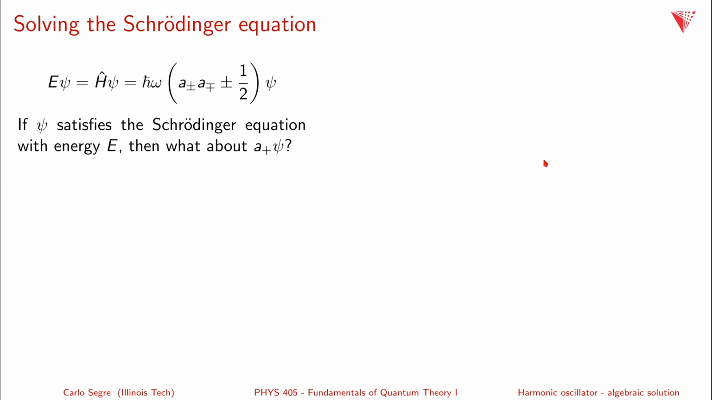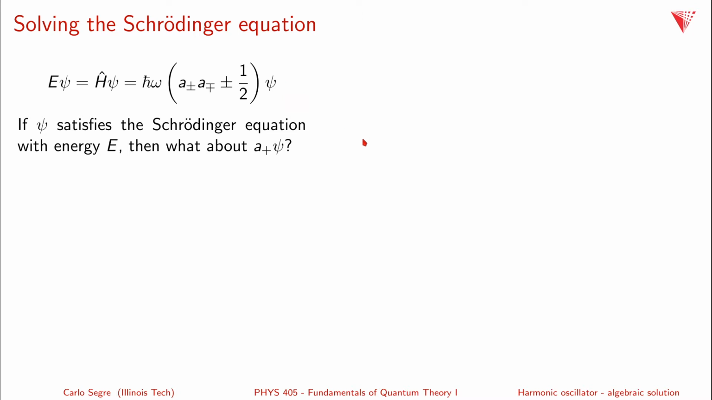So we start by wanting to solve the Schrodinger equation. Remember, from the last video, we have the Schrodinger equation, which is the Hamiltonian applied to psi, which is equal to E psi, for the time-independent Hamiltonian, is equal to h bar omega, and then the two ladder operators, a plus minus, a minus plus, plus or minus 1/2, applied to psi.